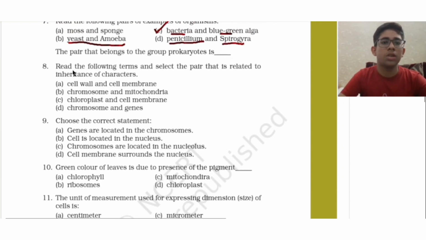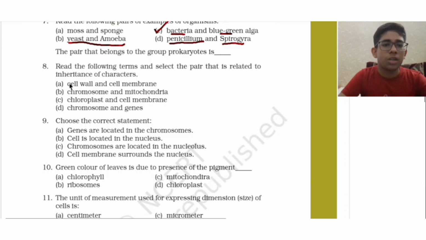Moving on to the next question, we have to read the following terms and select the pair that is related to inheritance of character. So we know that inheritance of characters are associated with the nucleus and the genes. So let's go through the options and find the correct one. First option, cell wall and cell membrane. So the cell wall and cell membrane, they are both for the protection of the cell and to keep the contents of the cell inside it. So these are not associated with inheritance of characters and the genes. So this option is wrong.